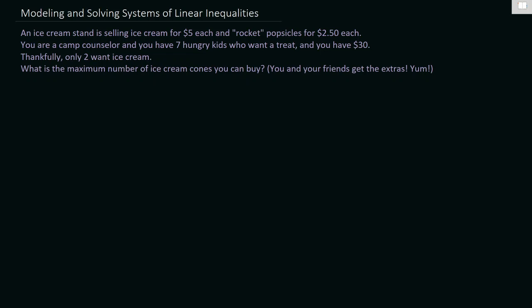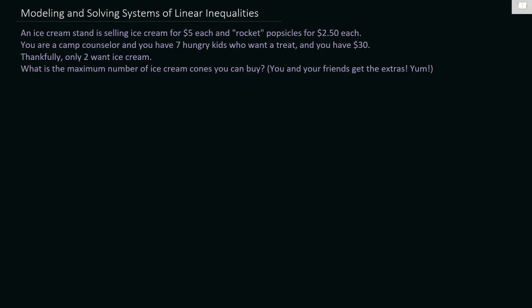So let's jump into our first problem. An ice cream stand is selling ice cream for $5 each and rocket popsicles for $2.50 each. You are a camp counselor and you have 7 hungry kids who want a treat, and you have $30. Thankfully, only 2 of them want ice cream, which is good because ice cream is expensive and the popsicles are cheap. That's a good sales pitch you did, by the way, trying to get them to get the multicolored rockets. Good job. So what's the maximum number of ice cream cones you can buy? The reason you care is because you and your friends get the extras.